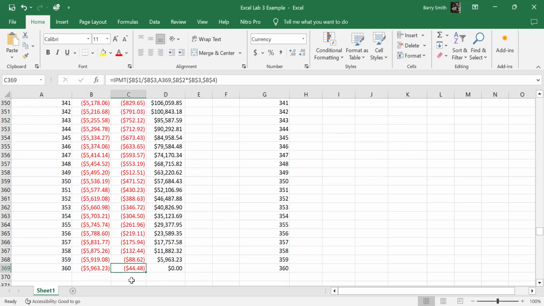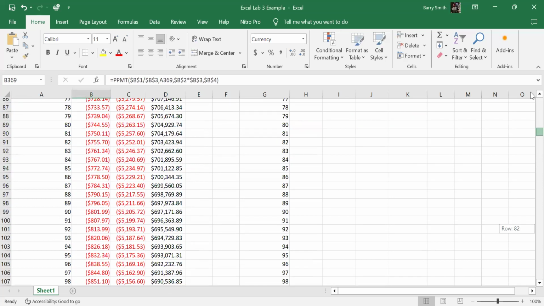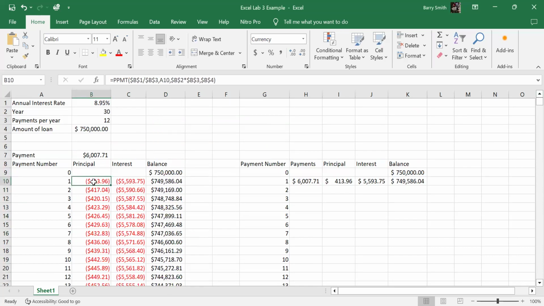Our last interest payment was $44.48, and our last principal payment was $59.6323. Now, this shows you that instead of making just the basic payment of $6,007.61, maybe you would pay $6,500, adding an extra $500 to principal, which would make this go down faster. What would happen is you would pay off your loan sooner than you would have, and you'd pay a lot less interest overall as well.